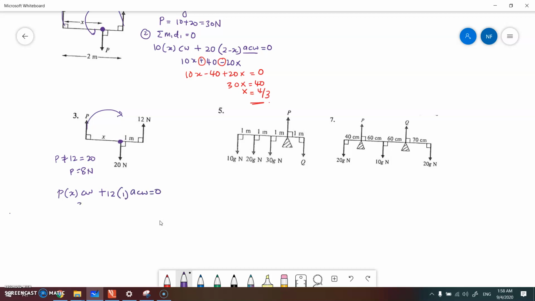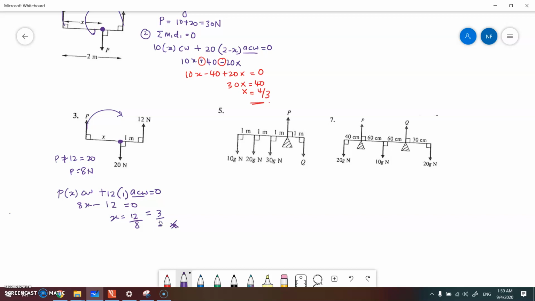So P is 8, so 8x plus, anti-clockwise, so this one will be negative 12, is equal to 0. So x is 12 over 8, which is 3 over 2. Okay, example 3 is simple. Okay, example 5.